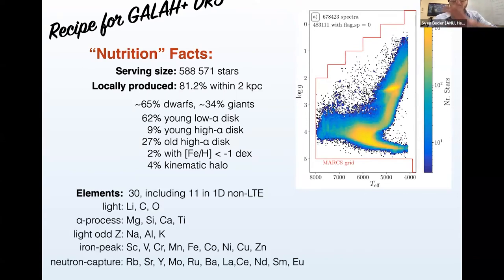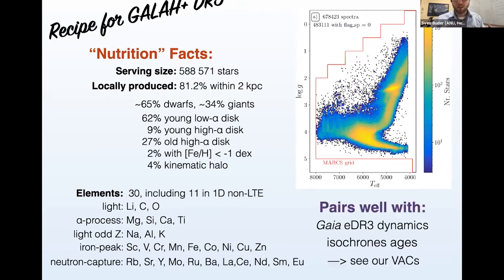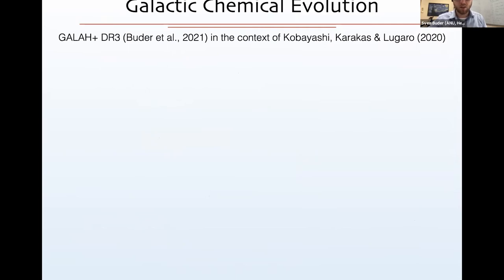And we have 30 element abundances that we provide you with. So light elements like lithium, carbon, oxygen, alpha process elements, light odd Z elements, a lot of iron peak, and even more neutron capture elements. So there's a lot of chemistry in this data set, and it pairs extremely well, as Jeffrey already said, with the great Gaia information, because we have very, very precise parallax information for all of the stars that we have observed. And we provide them in value-added catalogs with dynamic estimates and isochrone ages, which you can find on the data link down there.